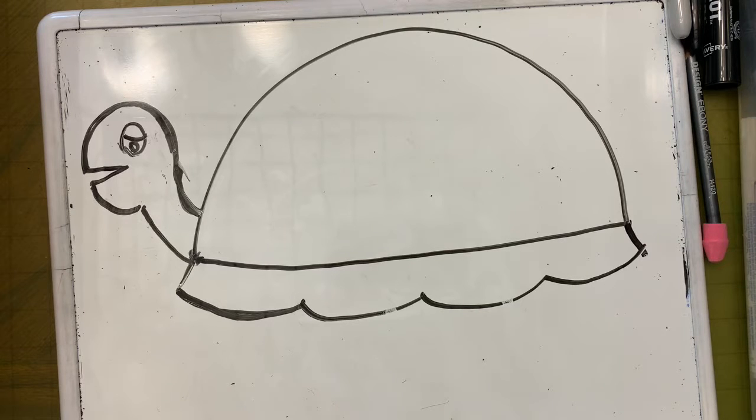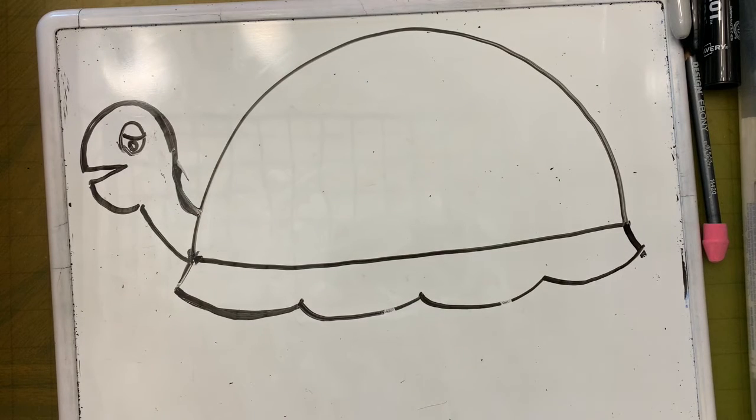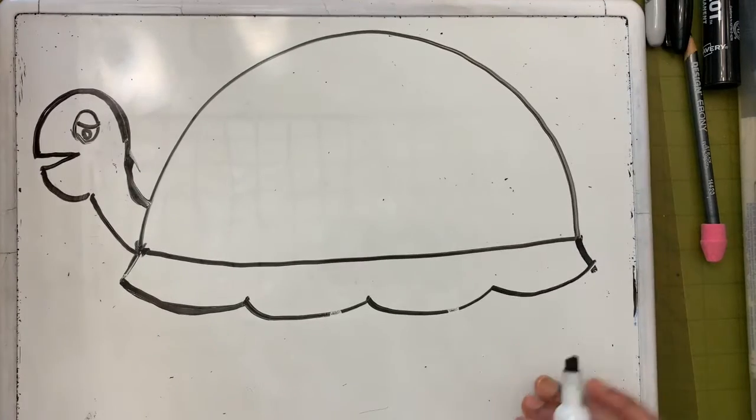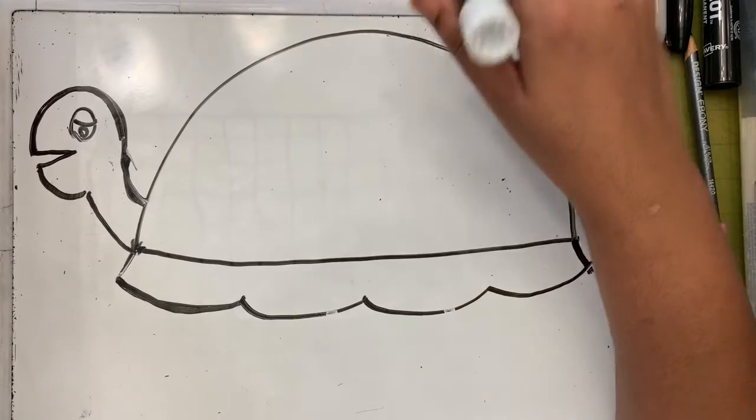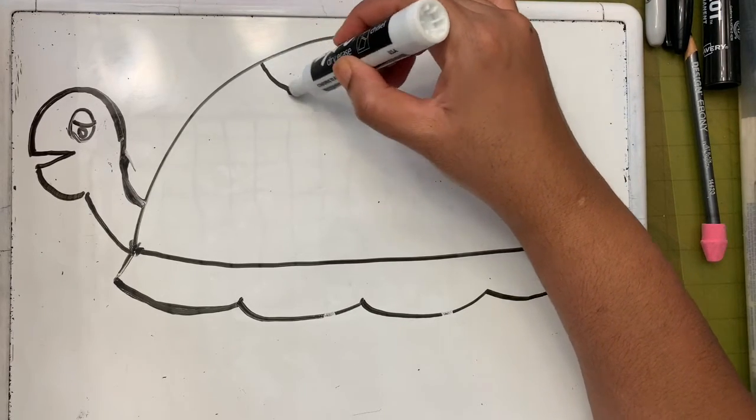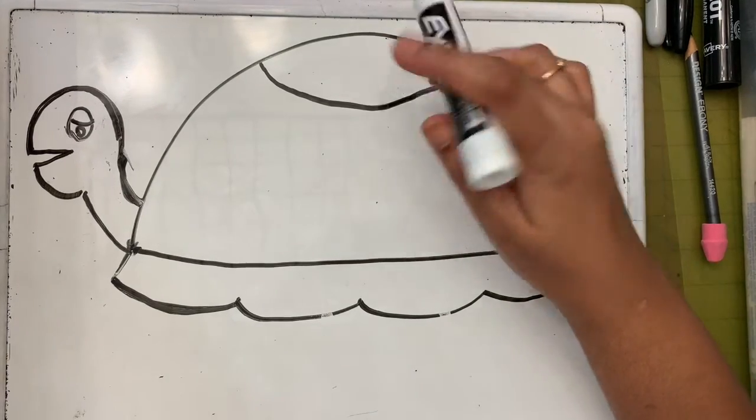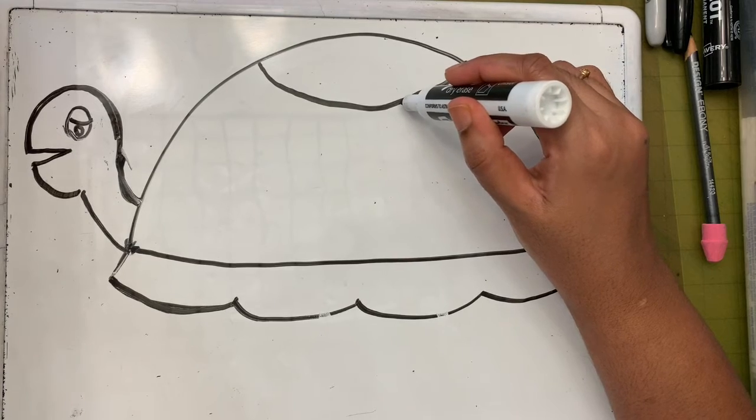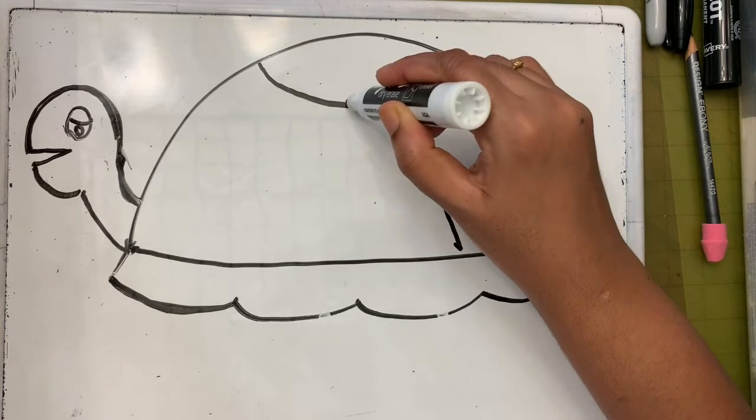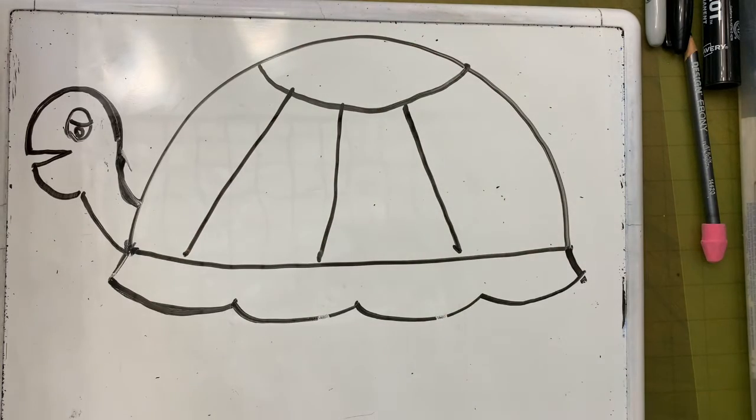One is eyes closed, one is eyes fully open, and one is almost a sleepy turtle. Okay, now we are going to divide the shell into different sections. So I'm going to start with a line like that. Okay, then it's like I'm making a sun. Like the rays of the sun, it's coming all the way to here.